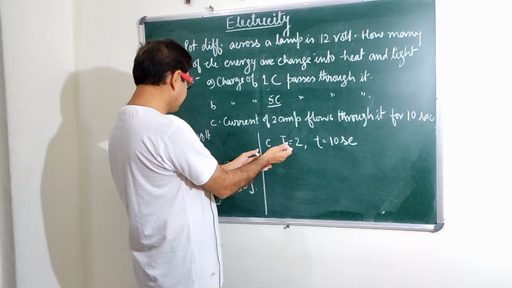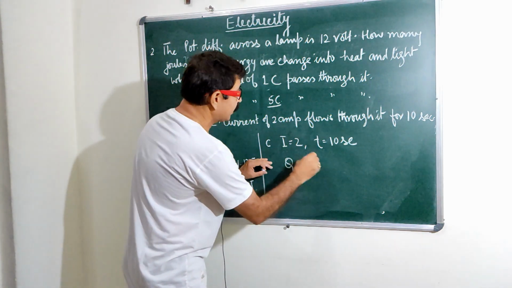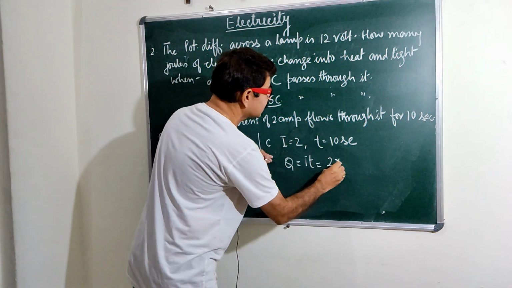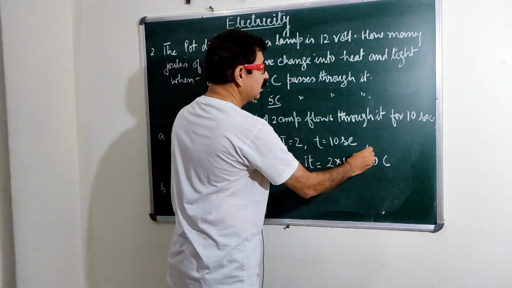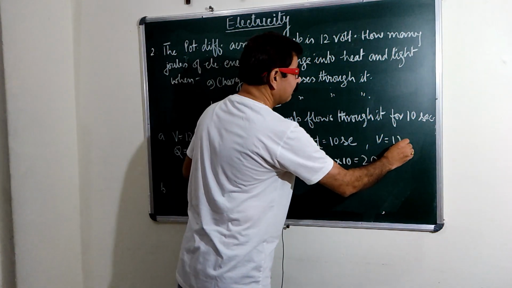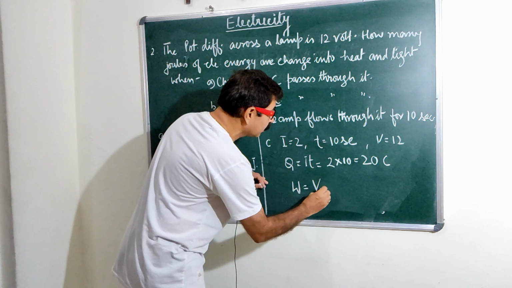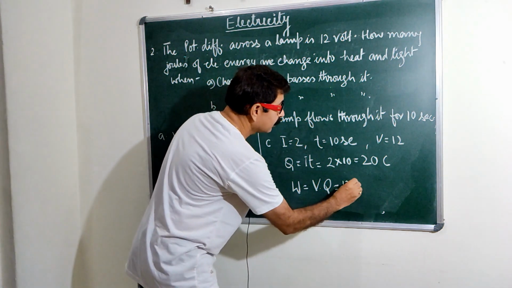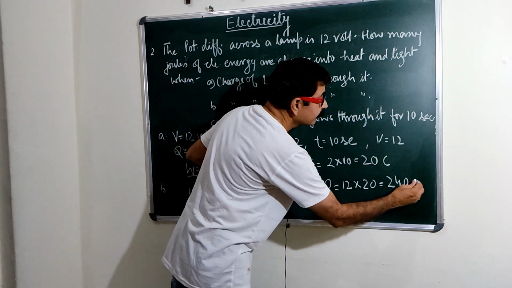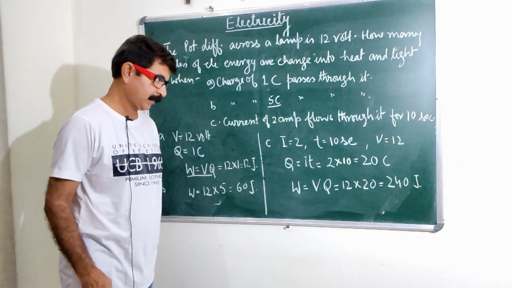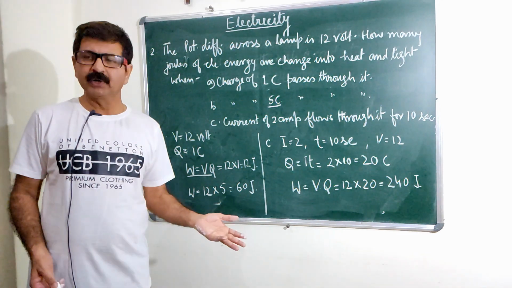From here we will find Q. Q is equals to IT. I is equals to 2 and T is 10. So ultimately you get 20 coulomb of charge. As we know, the potential difference V is given, 12 volt. So we will find W. W will be V into Q. V is 12, Q is 20. So ultimately we get the answer, 240 joules. So these are the numericals, very simple and directly based on the formulas.